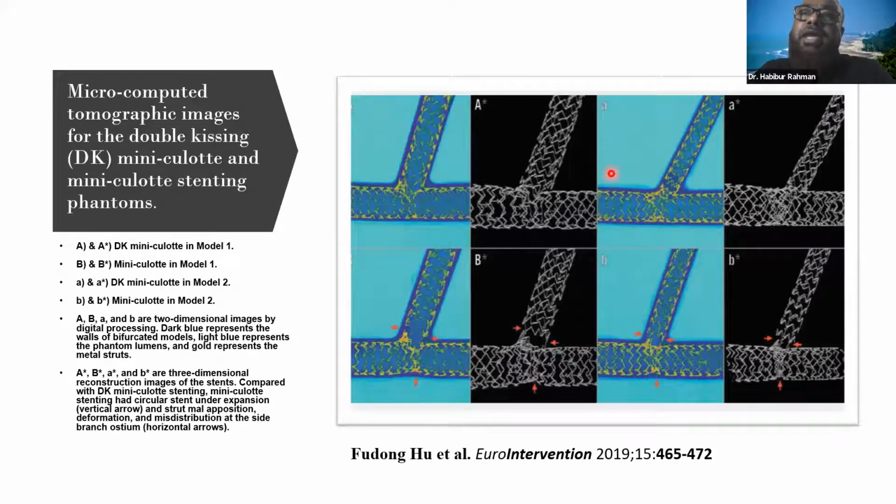So here the micro computed tomographic images are comparing DK mini Culotte. What is mini Culotte? Mini Culotte means one stent can be overlapped shorter than the other, so that metal mass can be minimized in the proximal vessel. And also double kissing is employed. In mini Culotte only, some deformity remains, but in DK mini Culotte, there is no deformity.